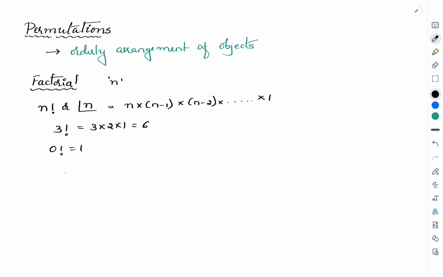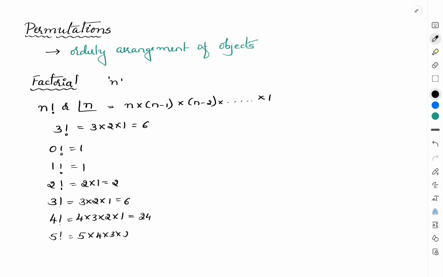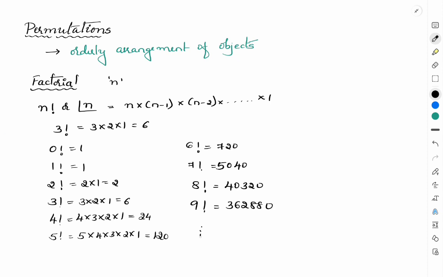In the same way, we have 0 factorial is equal to 1. 1 factorial is equal to 1. 2 factorial is 2 into 1, which is equal to 2. 3 factorial is 3 into 2 into 1, which is equal to 6. 4 factorial is 4 into 3 into 2 into 1, which is equal to 24. 5 factorial is 5 into 4 into 3 into 2 into 1, which is equal to 120. 6 factorial is equal to 720. 7 factorial is 5040. 8 factorial is equal to 40,320. And 9 factorial is equal to 362,880. And so on, this factorial continues.